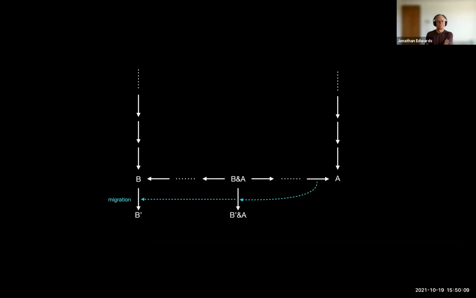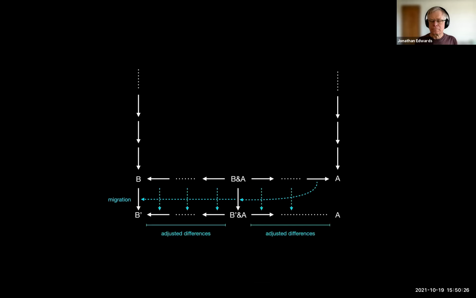Now we can migrate a difference to the opposite document. This produces a new version of the document B. It also produces a new version of the agreement because now the migrated edit is shared by both documents. Migration also adjusts the differences between the docs, the new docs, and the new agreement. Note that the migrated difference has been dropped. Migration always reduces the number of differences.